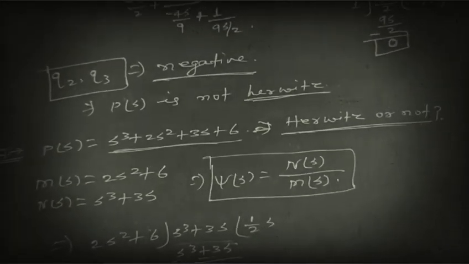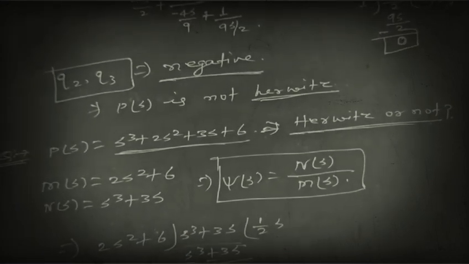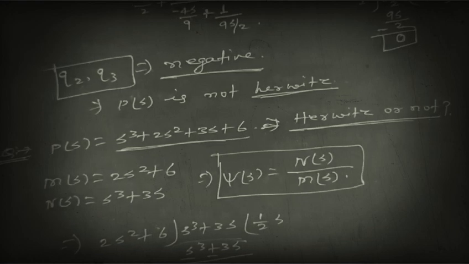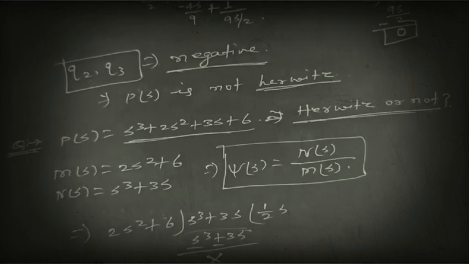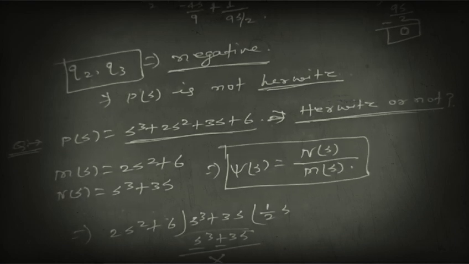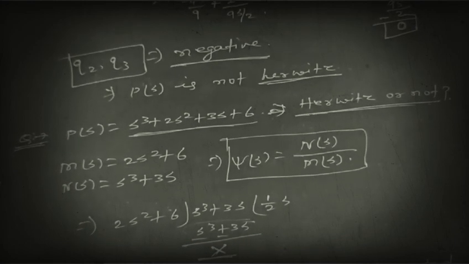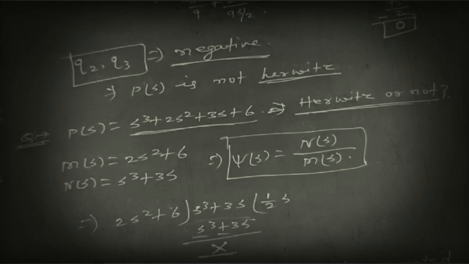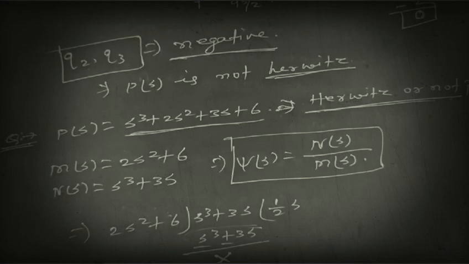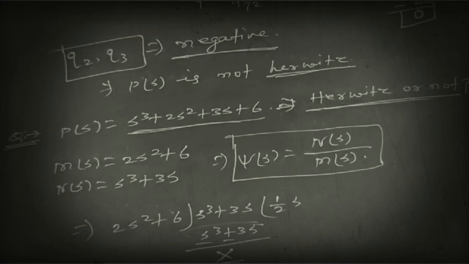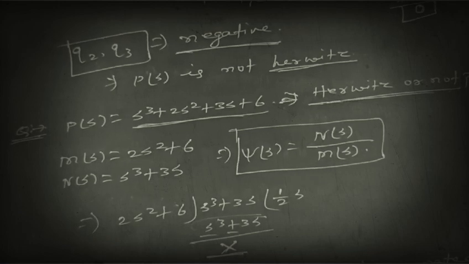Next question, P(s) is given as s cube plus 2s square plus 3s plus 6. We have to check whether this is Hurwitz or not. Again we see that all the coefficients are positive and real and there is no missing term between the highest and lowest order. So we will write M(s) equal to 2s square plus 6, that is the even part, and N(s) equal to s cube plus 3s, that is the odd part. Here the highest degree of the odd part is greater than that of the even part.